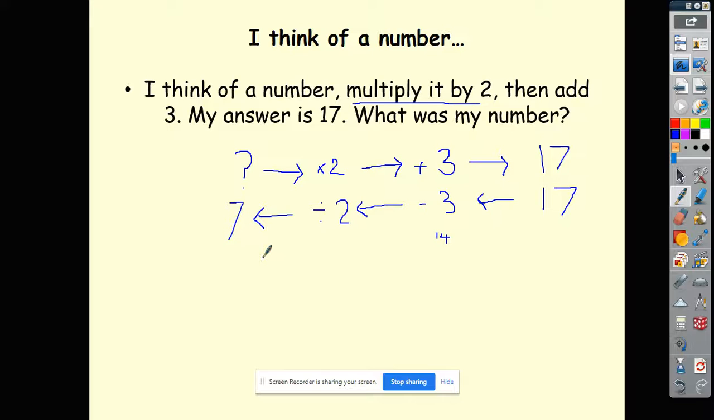Well, let's double check to make sure that does work. So if I had 7 here, I multiply it by 2, it would give me 14. I add 3 would give me 17. So we know that that is correct. Now these are called function machines. So I'm going to give you one more to try, and then I would like you to use this to try and solve some equations.